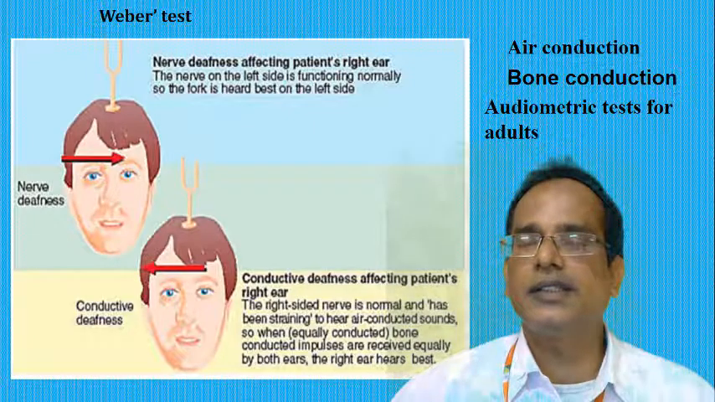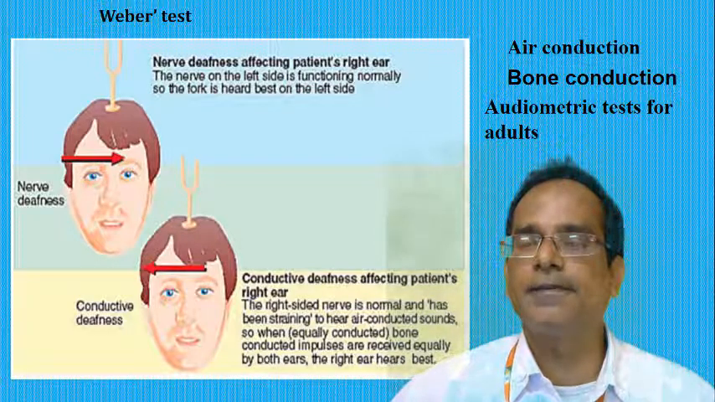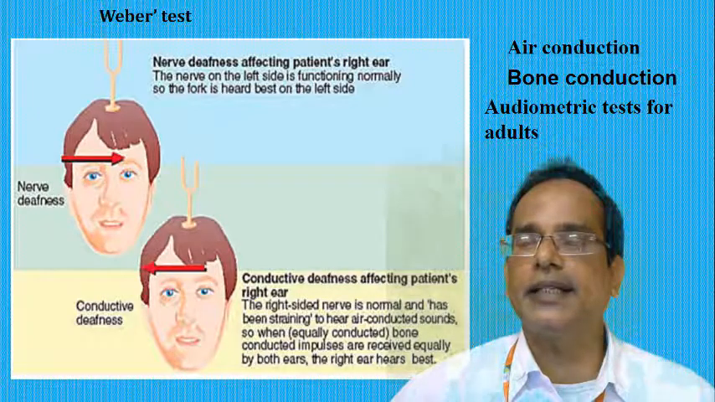So now we will first discuss air conduction. What is air conduction? It is the process of transmitting sound waves to the cochlea by way of the outer and middle ear. In normal hearing, practically all sounds are transmitted in this way, except one's own voice, which is transmitted partially by bone conduction.